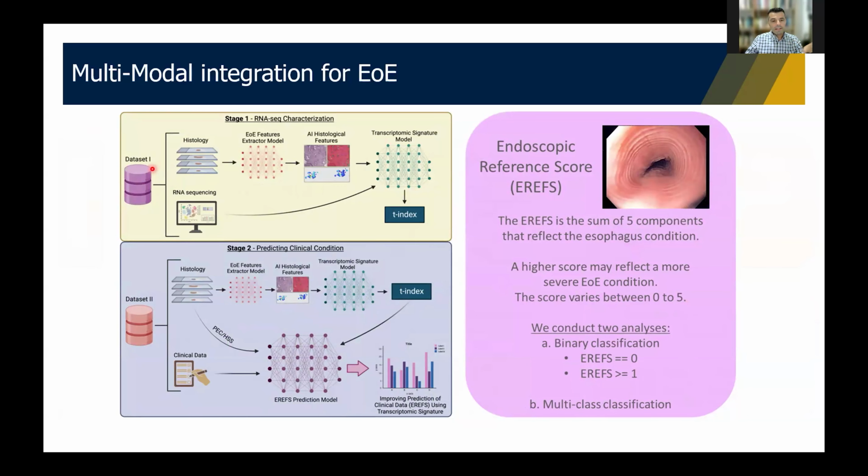We used a data set where we have both the histological images of the tissue, and we also have the mRNA. mRNA is the instructions on how to make proteins that are being transcribed from the DNA. And we use these two features to improve the endoscopic reference score that physicians give based on filming the esophagus as they do endoscopy.